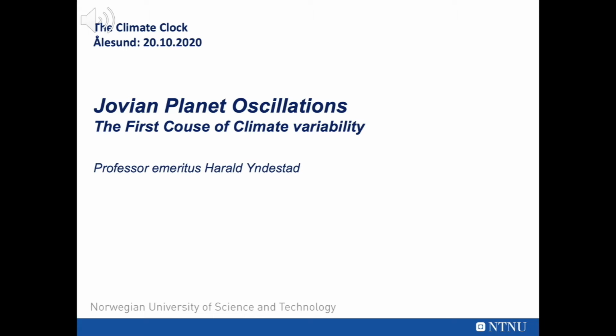And what nature's language tells us is that the climate on Earth is controlled by changes in the solar system, where the Moon and the planets are the first cause.